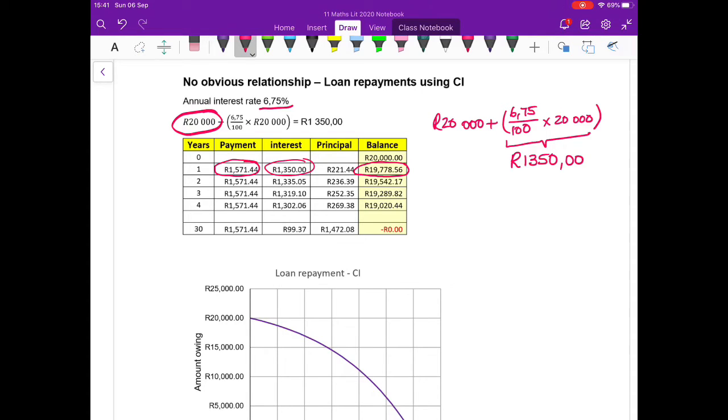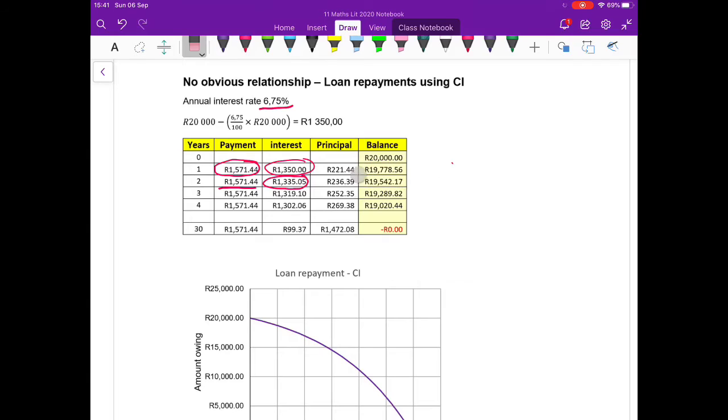So the closing balance would be 19,778, and you're going to perform the same operation again. So you would take the 19,778, you would add the interest, which in this case was 1,335 Rand and 5 cents. You would then subtract your payment, and the closing balance would be 19,542.17.